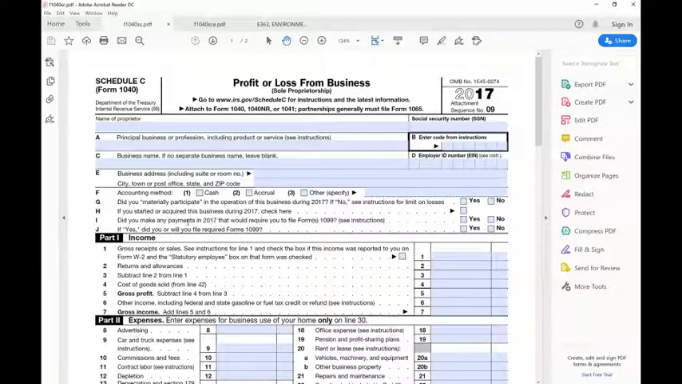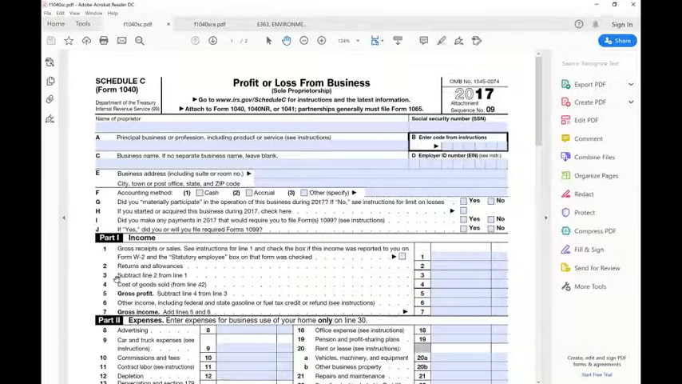If you started or acquired this business during 2017, which is mainly the starting date of the business, did you make any payment in 2017 that would require you to file Forms 1099? If yes, did you or will you file required Forms 1099?